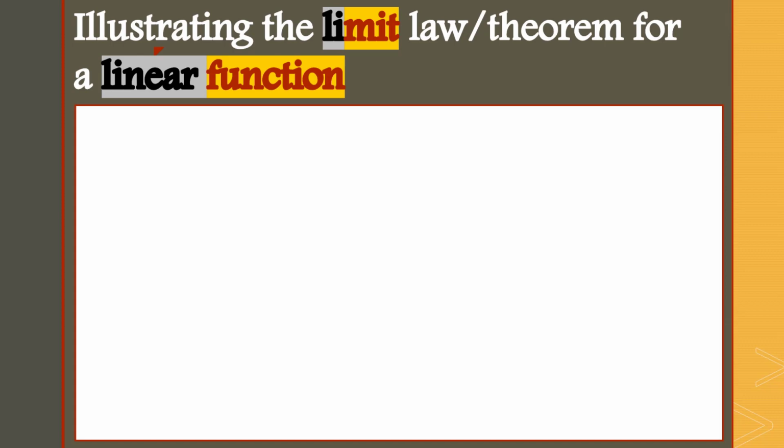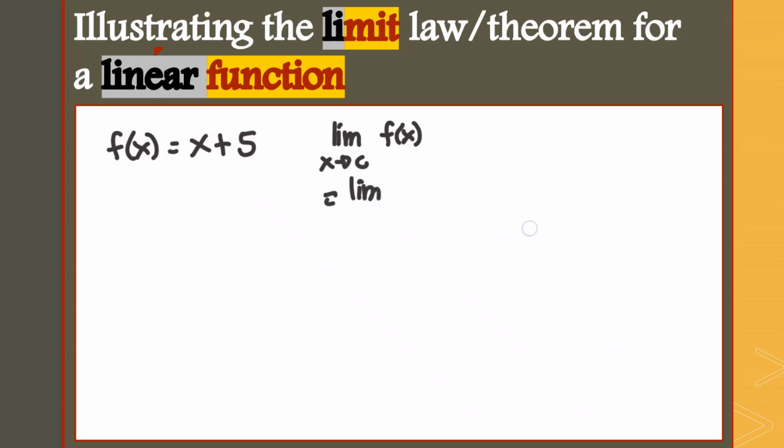The simplest example over here is f of x, let's say x plus 5. This is a linear function because we only have one variable, and the highest degree of x here is 1. Now, for this limit theorem, say for example we are solving for the limit of this given function as x approaches a certain constant. Let's have the limit of x plus 5 as x approaches, let's say, 4.